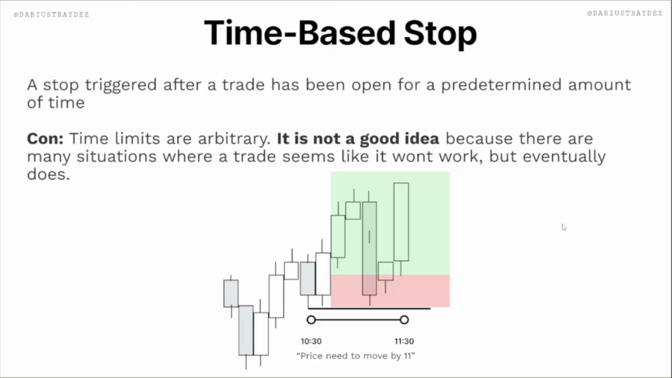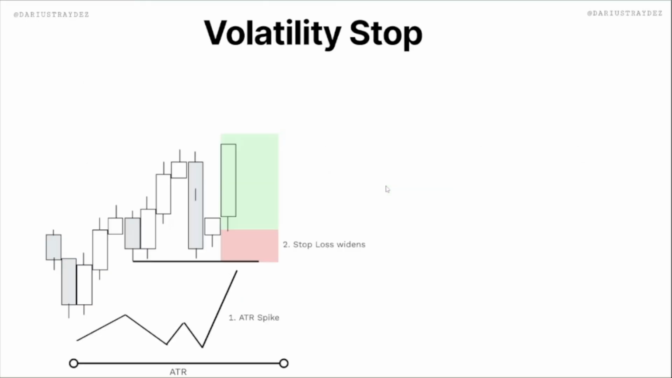Now, time limits are arbitrary, so it makes this not a good idea because there are so many situations where a trade seems like it shouldn't work, but eventually at that last moment, it does work out. And obviously, as you can see here, if you would have exited right here at 11:30, you would have been at a loss, and then it would have expanded. And sometimes that's the thing, is you do not account for what it does at certain times. You just account for when you are in the trade.